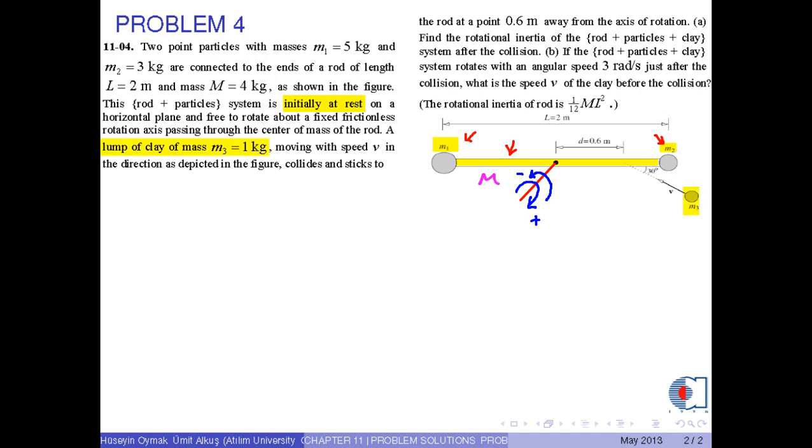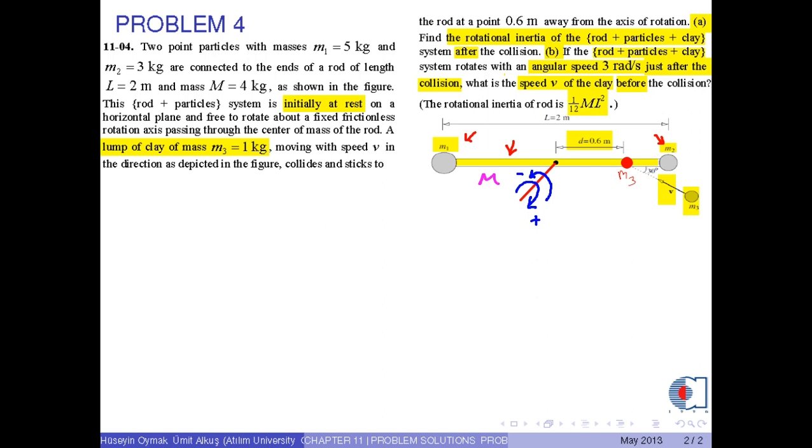A lump of clay of mass m3, which is 1 kilogram, collides and sticks to the rod at a point 0.6 meters away from the axis of rotation. A. Find the rotational inertia of the rod plus particles plus clay system after the collision. B. If the rod plus particles plus clay system rotates with an angular speed of 3 radians per second just after the collision, what is the speed v of the clay before the collision?